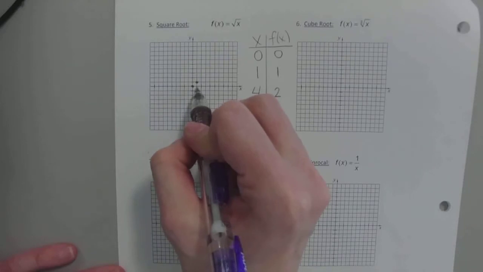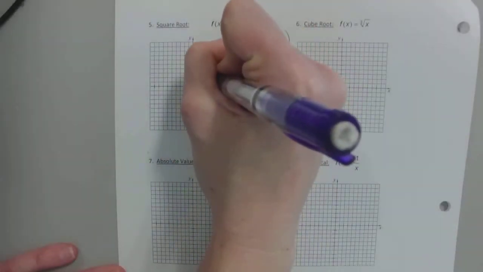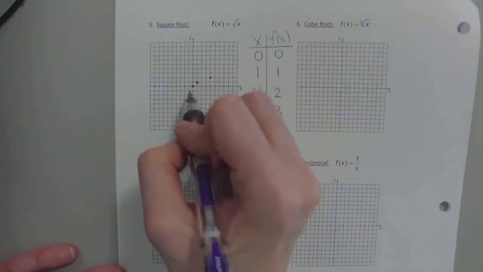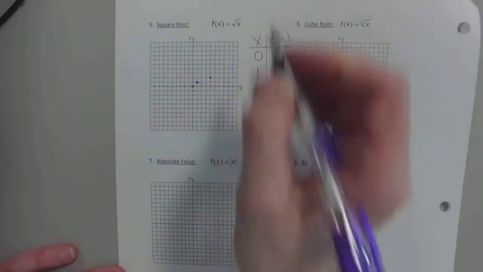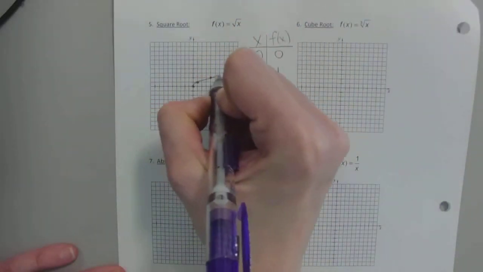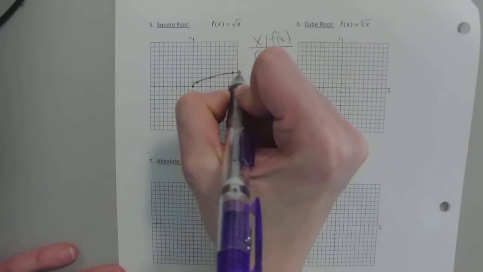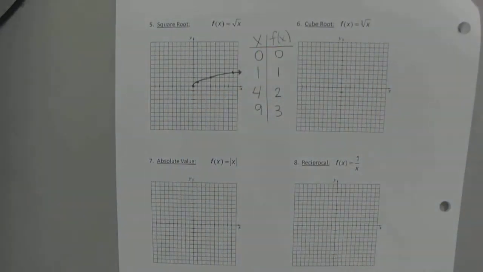So we'll be at 0, 0, but then we'll go over 1, up 1. And then now, since we're square rooting, we're going to go to that perfect square of 4, 1, 2, 3, 4, and then go up 2. And again, since we're square rooting, we're going to that perfect square of 9, and we're going to go up 3. So notice, again, it's like that parabola pushed over on its side. So try to curve it as much as you can.